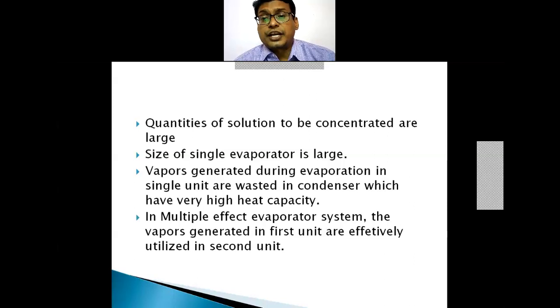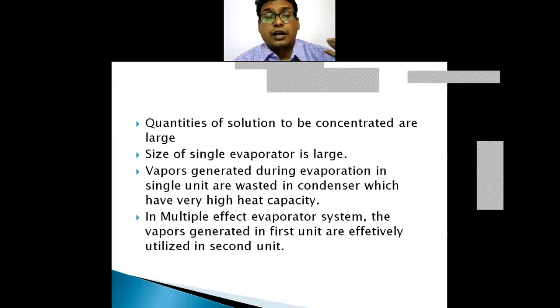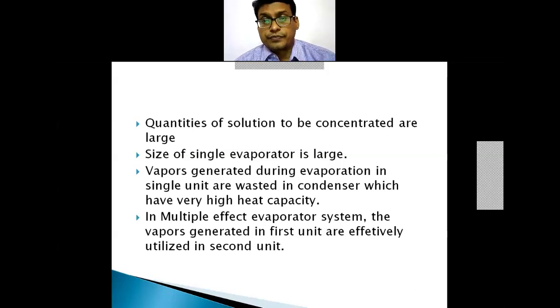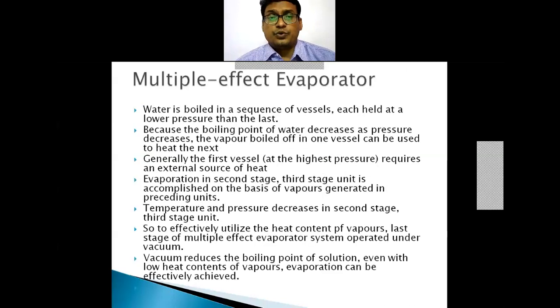The vapor generated during evaporation in single units is wasted in a condenser, because in a single stage we condense the generated vapors, and as a result you require a separate condenser and cooling tower. All these operations are associated with that condenser. So to increase the economy, in the multiple effect evaporator system, the vapors generated in the first unit are effectively utilized in the second unit.